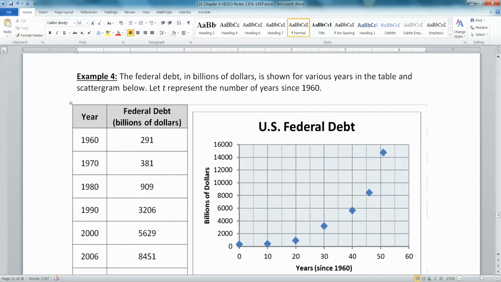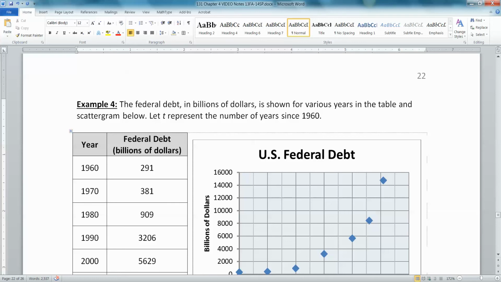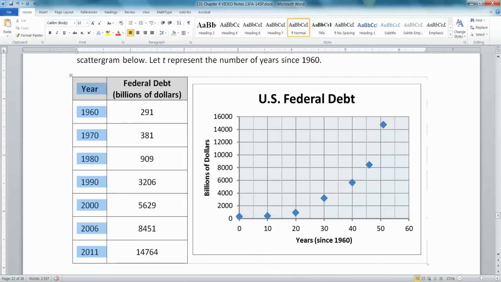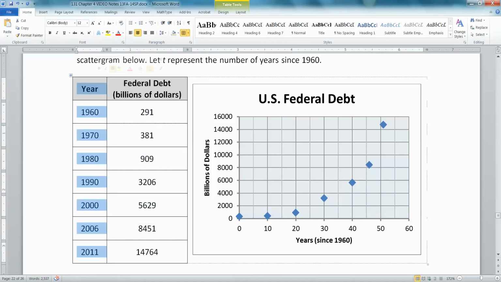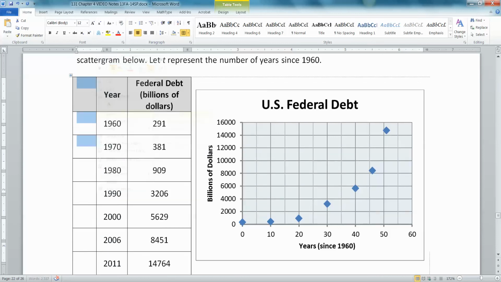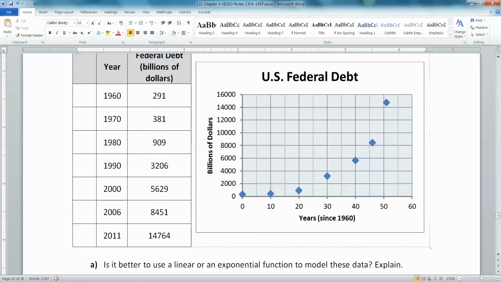Okay, so what's next? Oh, a modeling problem. Okay, so we have the federal debt in billions of dollars is shown for various years in the table and scattergram below. Let T represent the number of years since 1960. Okay, so here are all the years. Here's the federal debt in those years, and you can see these dots, right? That is a scattergram of these data. Okay, so we need to first answer whether it would be better to perform a linear or an exponential regression for this. Is it better to use a linear model or an exponential model?